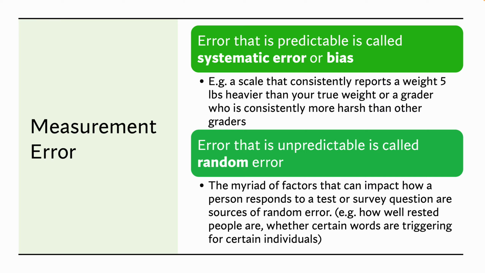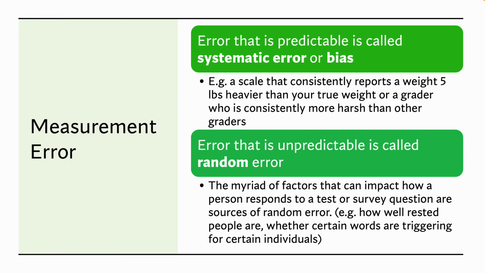Error that is predictable is something we call systematic error, or bias. This is the example of jumping on a scale, and every time you jump on it, you know that it's 5 pounds heavier than your actual weight. That's how it is for me every time, every time I jump on any scale.